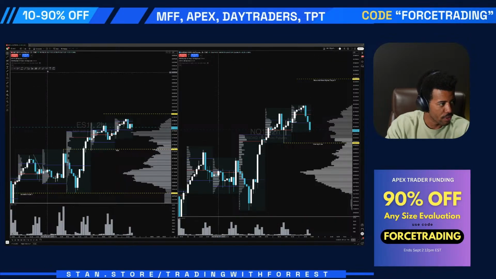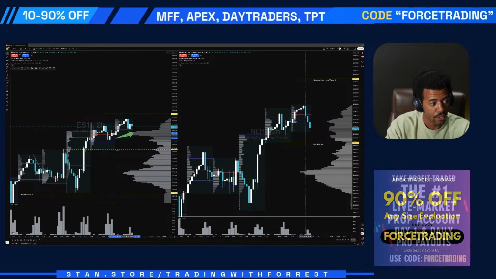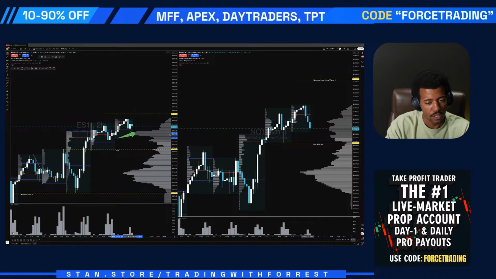But really, there's this node right here. Okay, there's this little auction right here. These nodes are participation. Another way of thinking of participation is that people are positioned here.